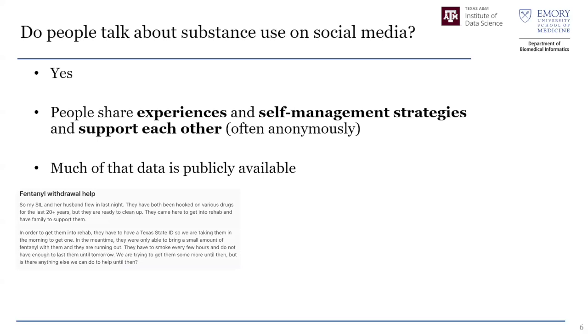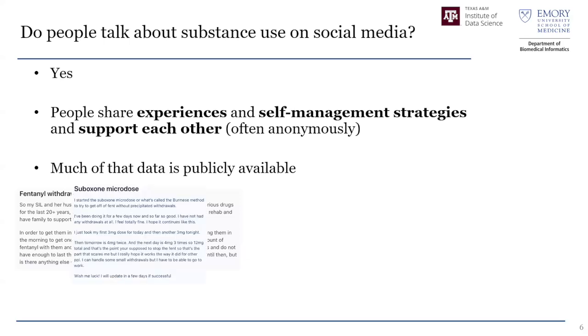And I wanted to give you some examples. Fentanyl withdrawal help. Here a person is asking about, my sister-in-law and her husband flew in last night, they have been hooked on various drugs. So asking about some specific question about fentanyl withdrawal. Fentanyl is a type of opioid, a short-acting opioid, but then it has some weird mechanisms of action, I think. I'm not a doctor, so I have some thoughts, but I will not say them because I don't know.